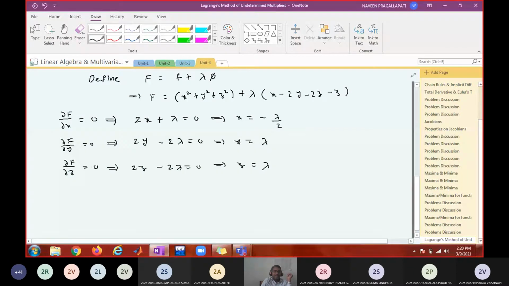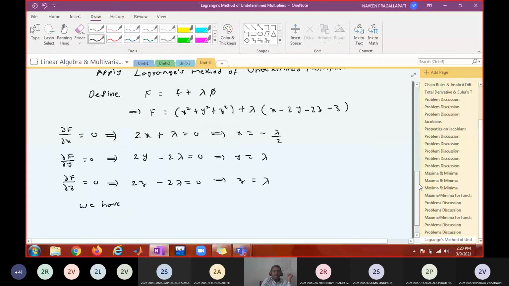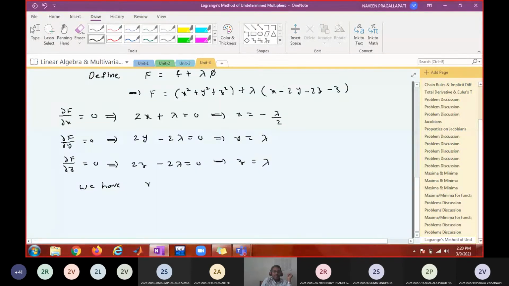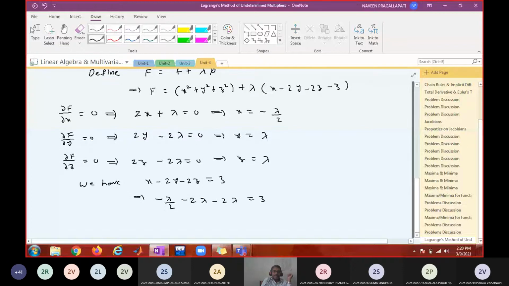Okay, so what do we have? x minus 2y minus 2z equal to 3. What is x? Minus lambda by 2. Minus 2 lambda minus 2 lambda equal to 3. So from this, find the value of lambda. Simplify. Tell me the value of lambda. Minus 2 by 3.